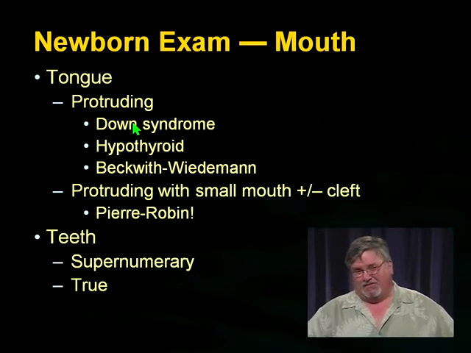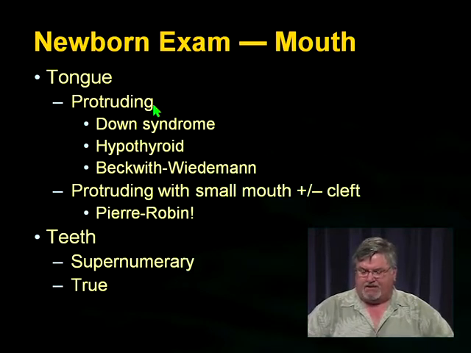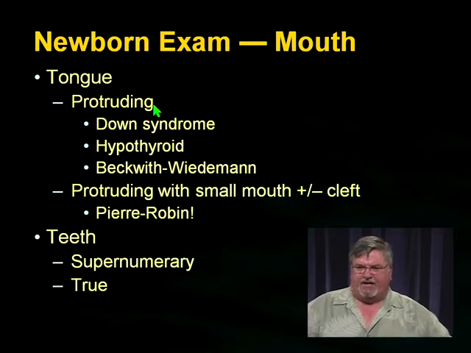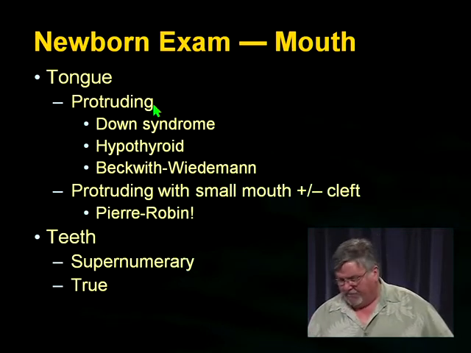I'm here to tell you there's a few other things you could have, but as far as the exam's concerned, that's it. If you have a protruding tongue with a small mouth, plus or minus a cleft, you have Pierre Robin sequence. You can have supernumerary teeth, so a tooth that's present at birth. Generally, they're very, very fragilely inserted and can be removed by looking at them.